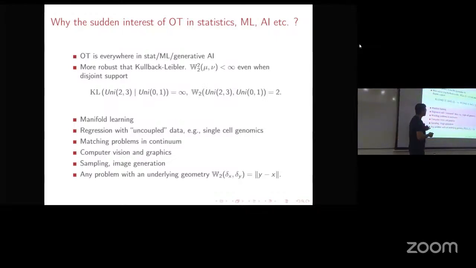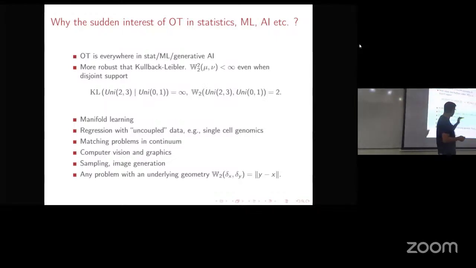Well, there are many reasons why optimal transport methods can do things that previously could not be done. For example, a lot of statistics is based on Kullback-Leibler divergence. One of the problems with Kullback-Leibler divergence is that if your two distributions have disjoint support, then your Kullback-Leibler divergence gives infinity, right? So here I have taken uniform 2 to 3 and uniform 0 to 1. These have disjoint support. Kullback-Leibler is infinity.